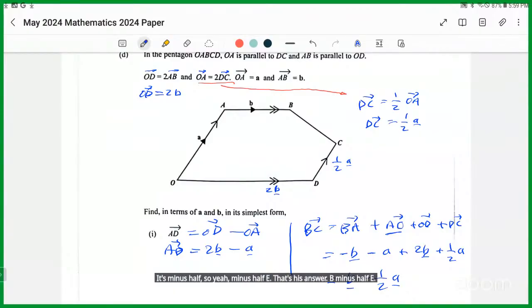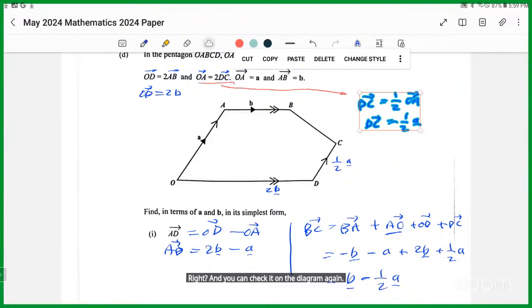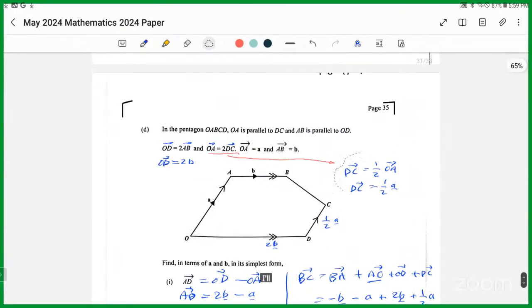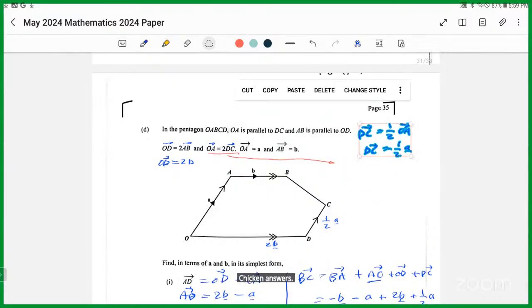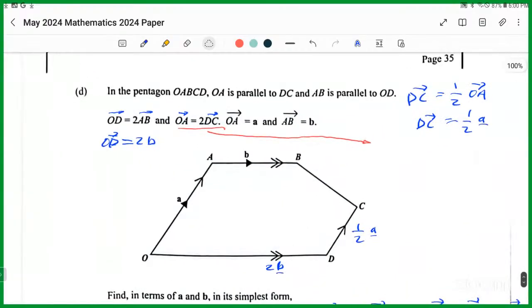Right? And you can check it on the diagram again. Let me move this out of the way and show you. You can check this on the diagram. Get into that habit. Checking your answers. So this is saying do an A, do a B, and then minus a half A to go from B to C. Alright, so this is the length of a B.